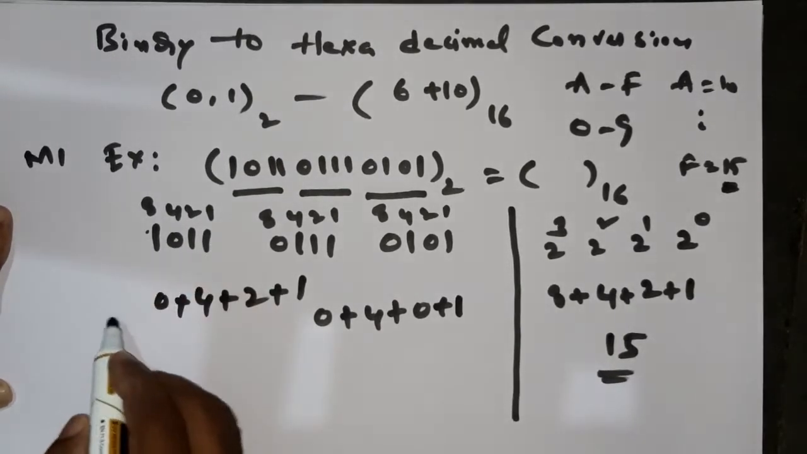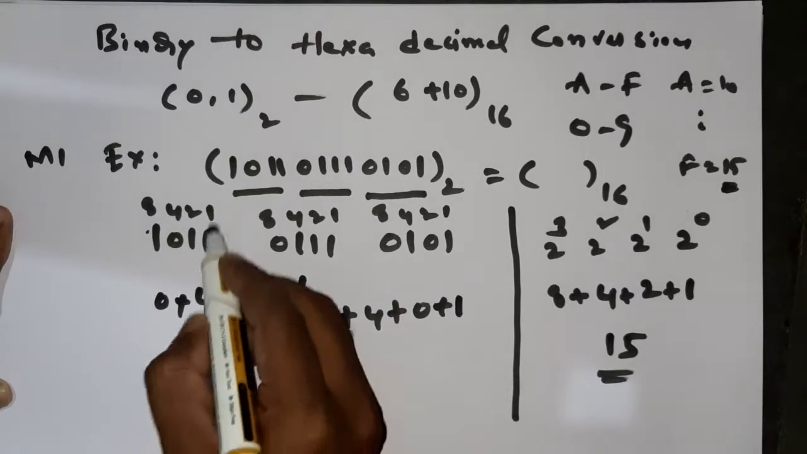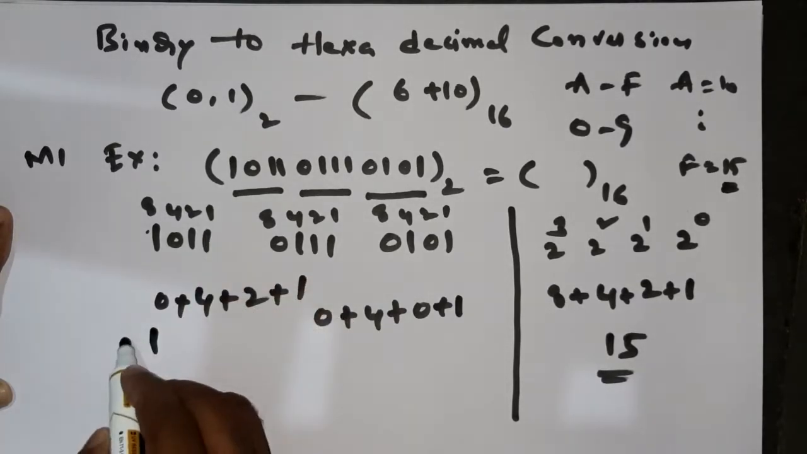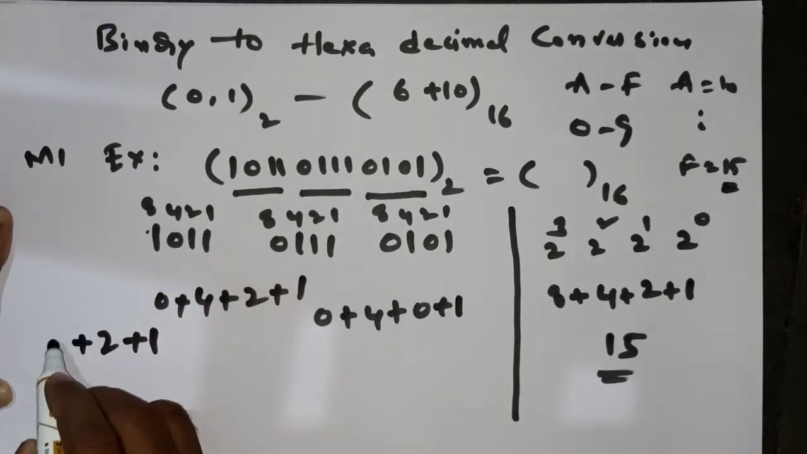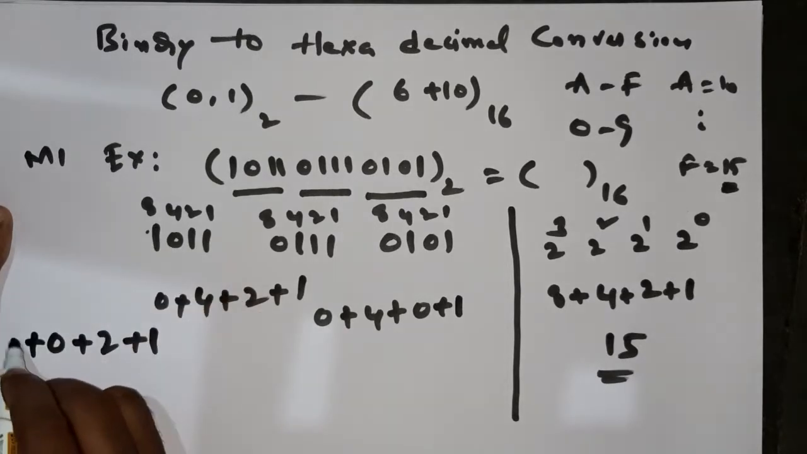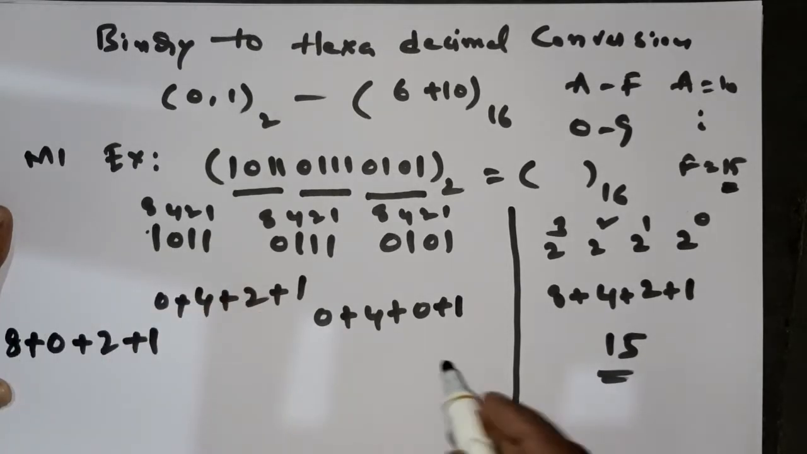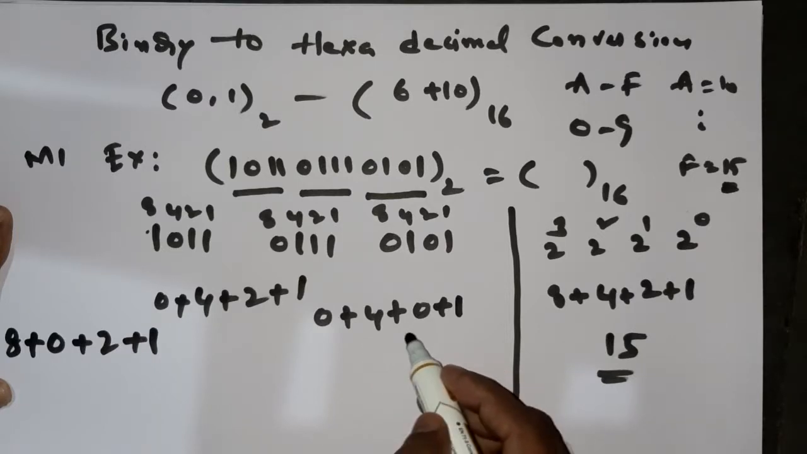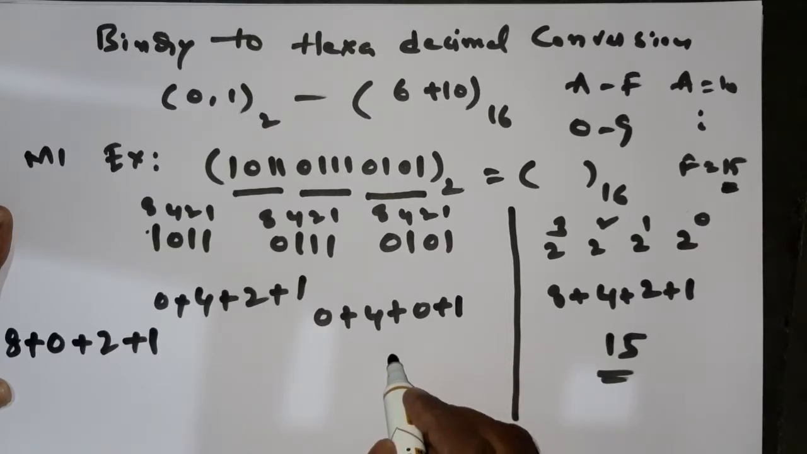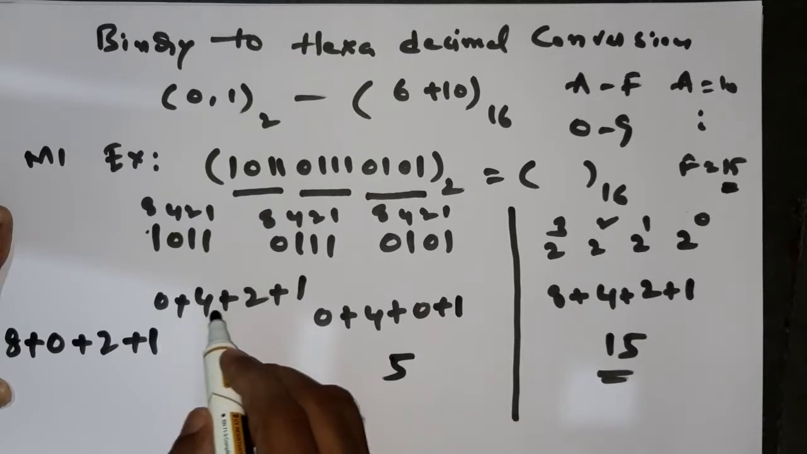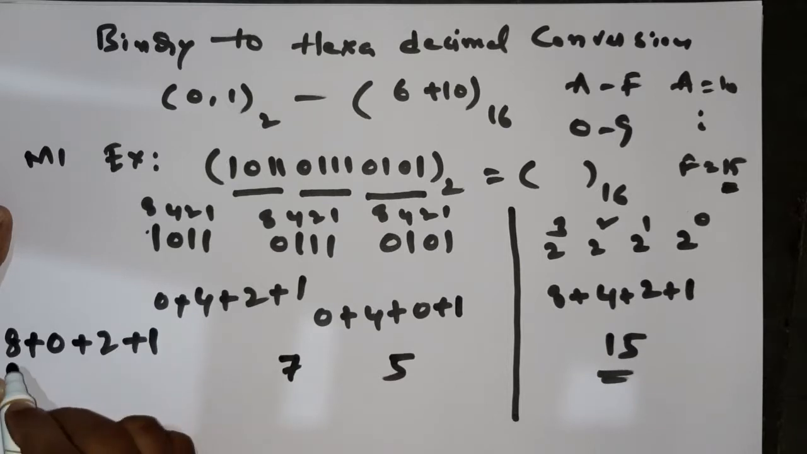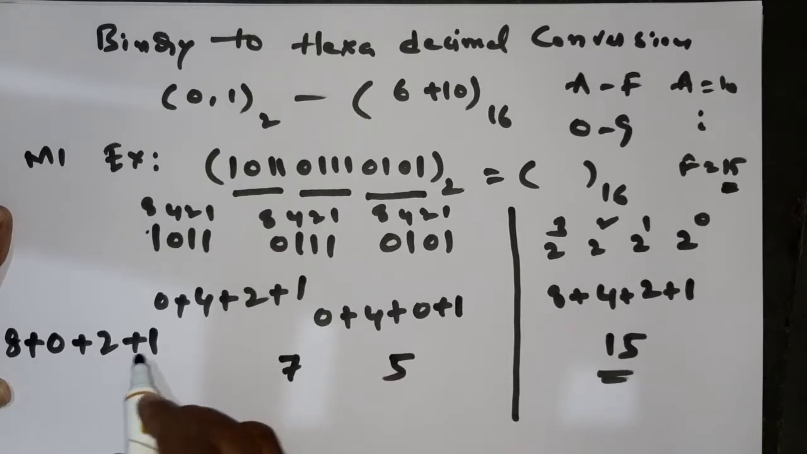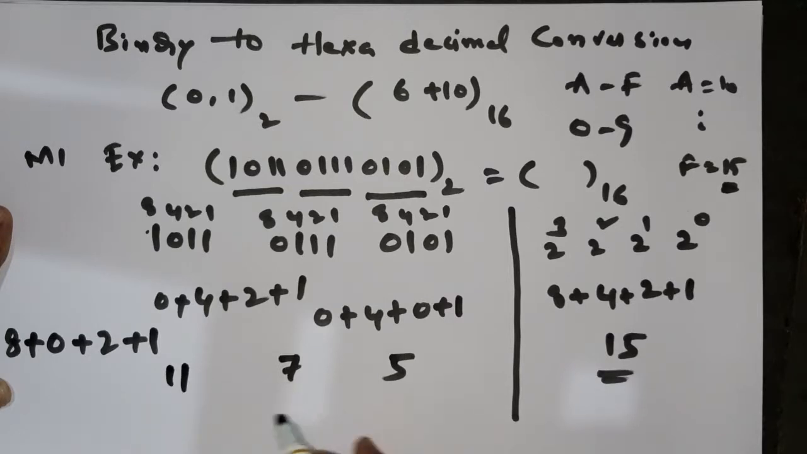Next this group, I am writing here at the bottom. Okay, 1 times 1 is 1, plus 2 times 1 is 2, 4 times 0 is 0, 8 times 1 is 8. Okay, so now what we get from this group, 4 plus 1 it's a 5. From this group 4 plus 2 is 6, plus 1 is 7 we are getting. From this group 8 plus 2 is 10, and plus 1 is 11. So 11 7 5 we are getting as a hexadecimal.